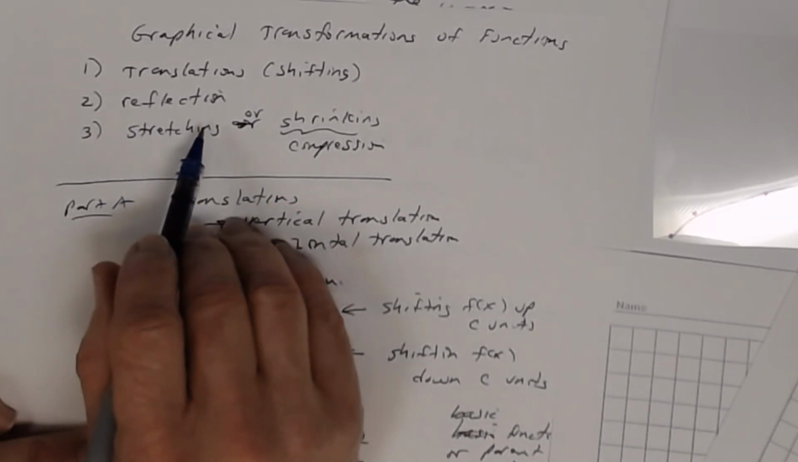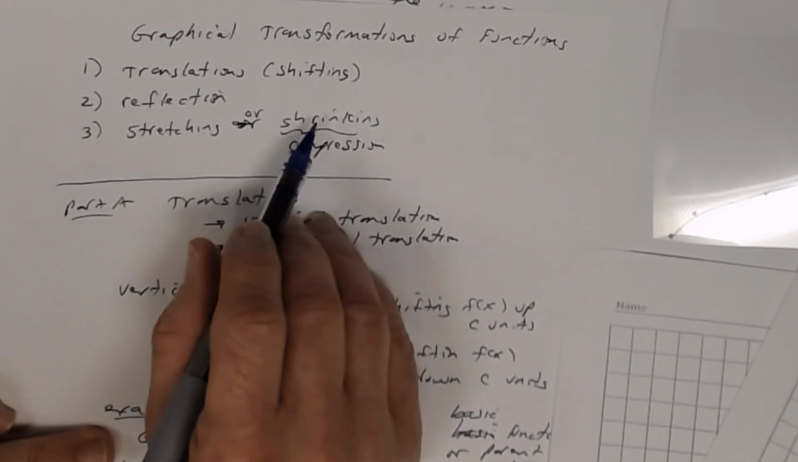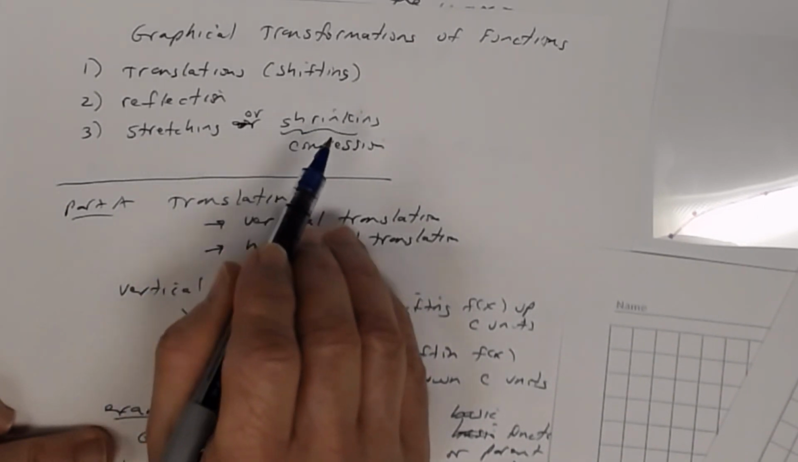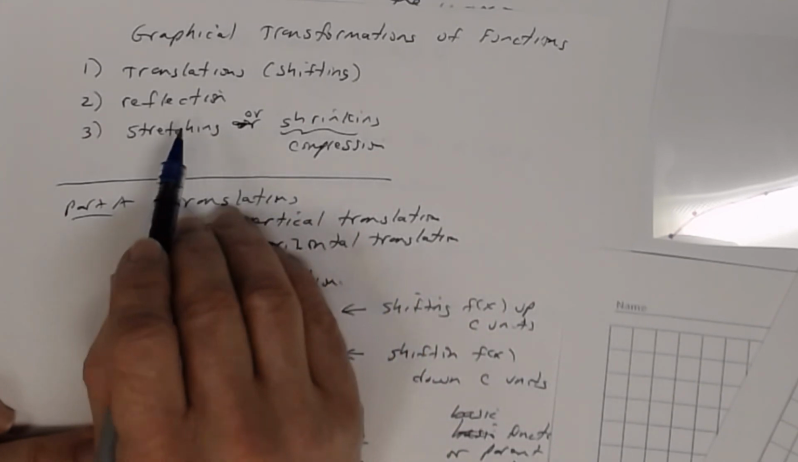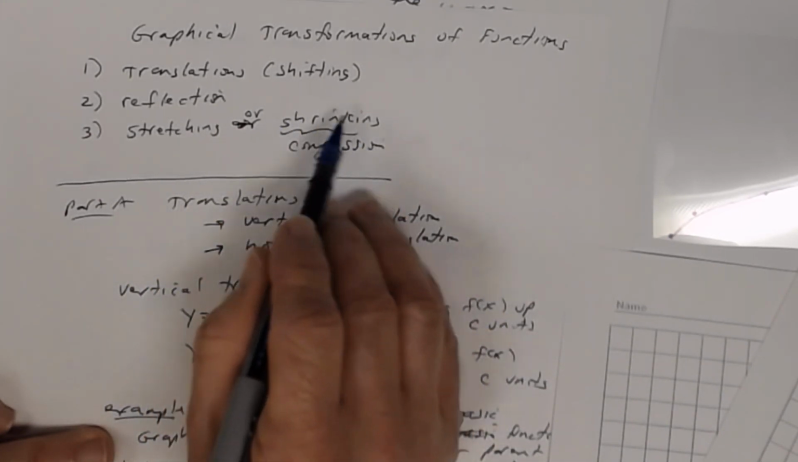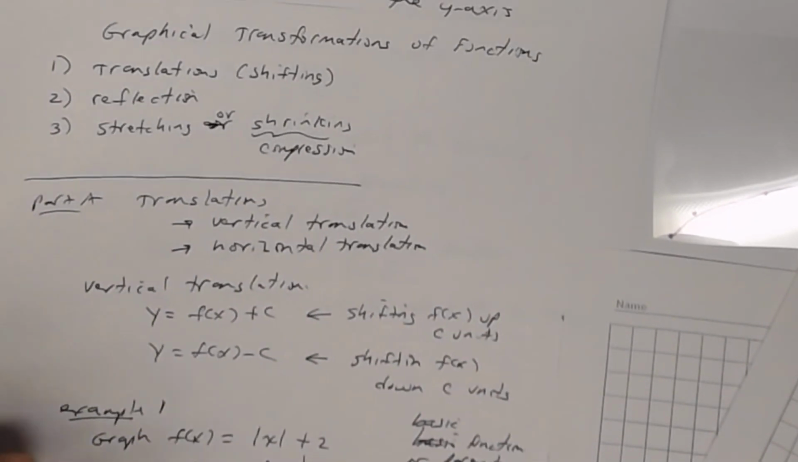What we're going to do now, though, is talk about stretching or shrinking. Another word for shrinking, you may see this word, compression. Stretching or shrinking, stretching or compression. Those are synonyms for each other. Okay? So let's talk about the stretching first. Listen to this carefully. So this is stretching.